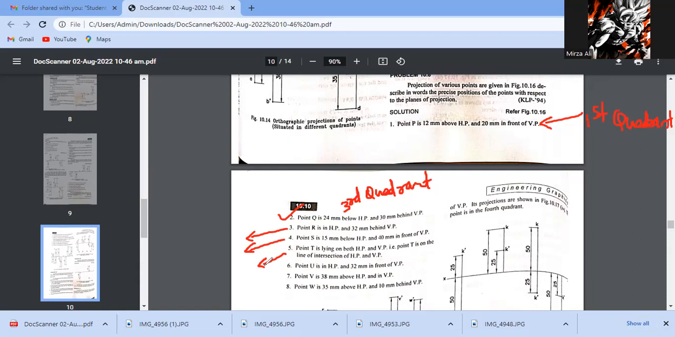Sir, second quadrant. Why? Because W is above HP and behind VP. Correct. So here the point W is 35 millimeter above HP and 10 millimeter behind VP. So above HP, behind VP, that means second quadrant.